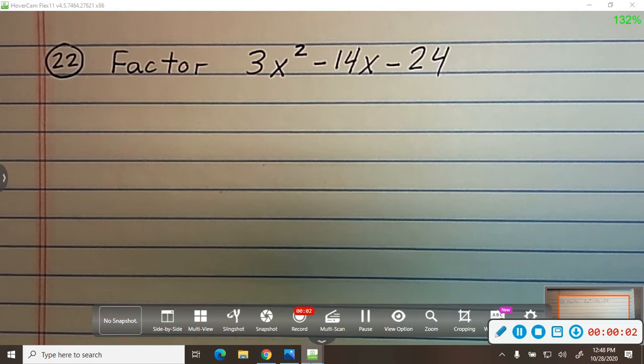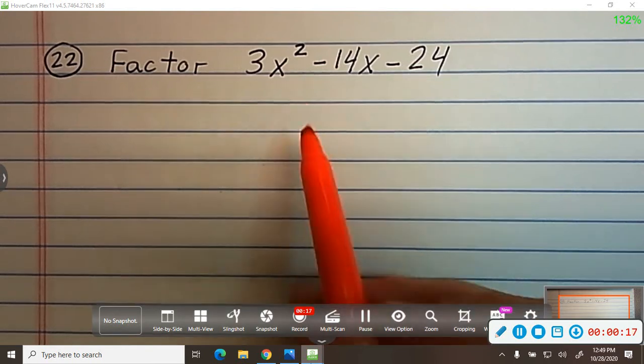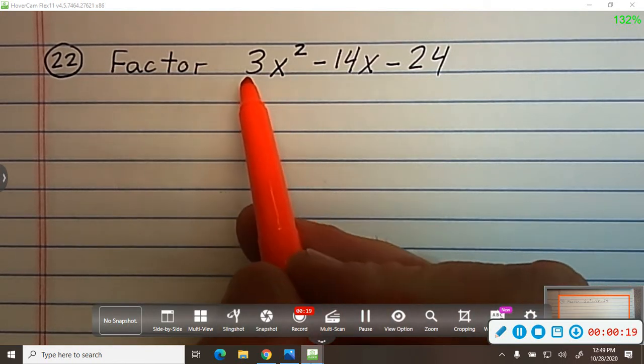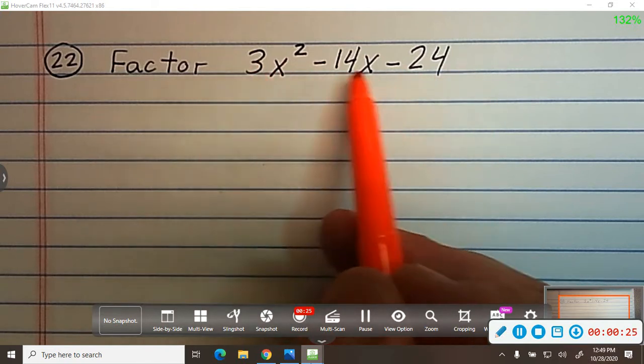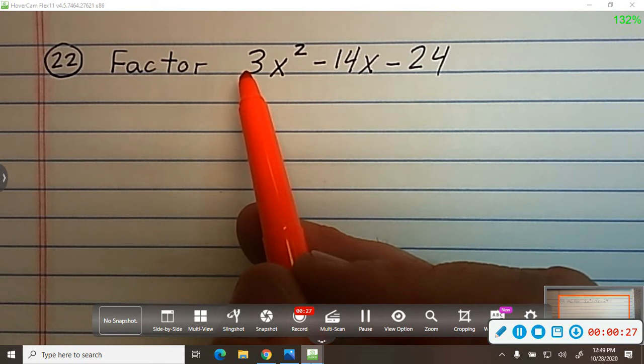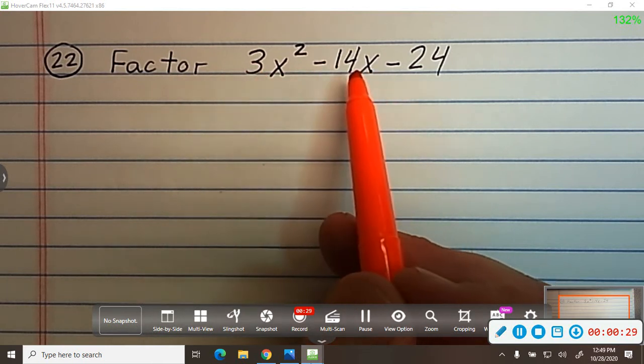So we're trying to factor 3x squared minus 14x minus 24 into something called linear factors. The process I would do, and this is only one method, is first you look, is there a GCF? When I look at this, they all don't have an x. And then I think about 3 and 14. The biggest number that could go into 3 and 14 is 3.